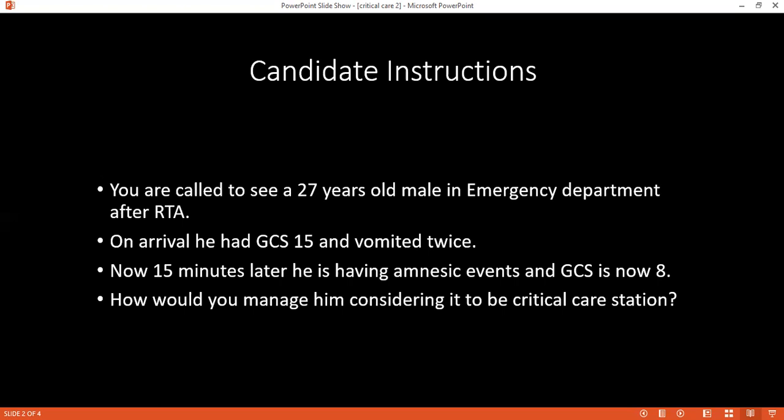Benefits of intubation? Yes, please. For the airway. And? You have to read this.